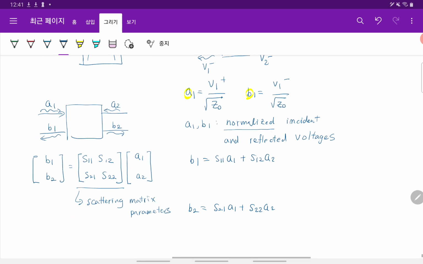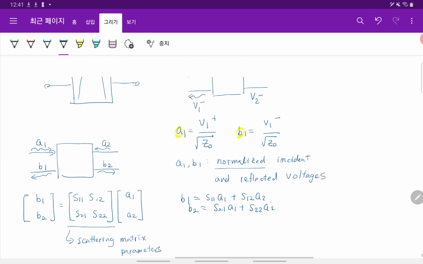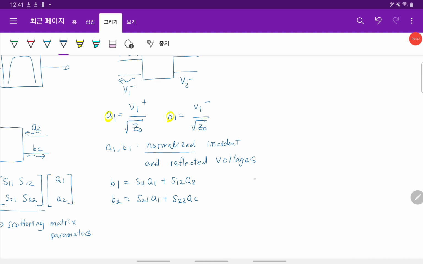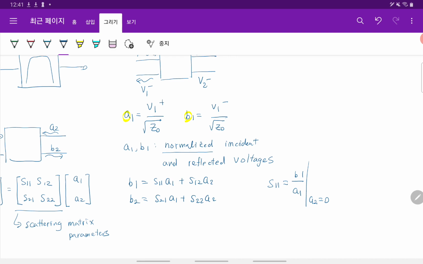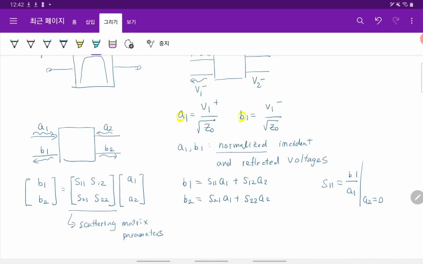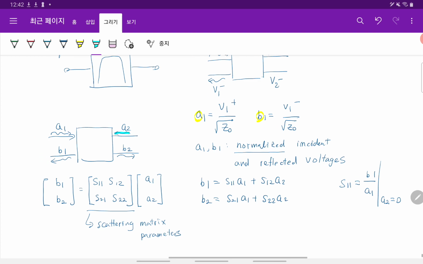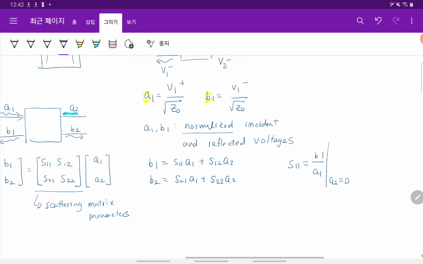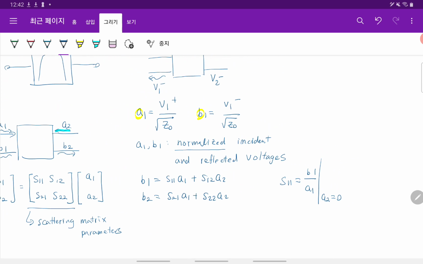To calculate S11, it is B1 divided by A1 when A2 is 0. So how do we make A2 zero? Let's say port 1 is connected to the source and port 2 is on the other side. The wave starts incident, and some wave will flow this way, and some wave will be reflected back.